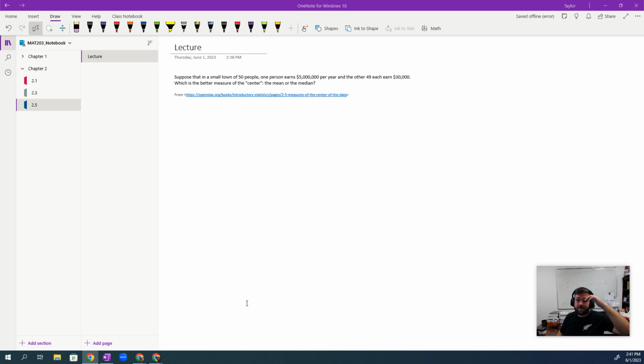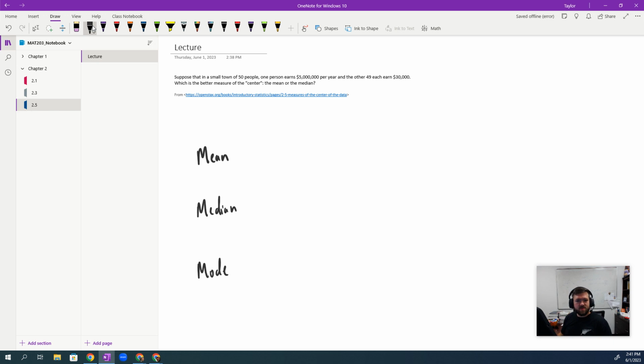topic. Okay, so we are in Chapter 2, Section 5, Measures of the Center of Data. Now, we're going to do this problem that I've copied from your textbook here in just a second, but there's three measures typically for center. They are the mean, the median, and the mode.